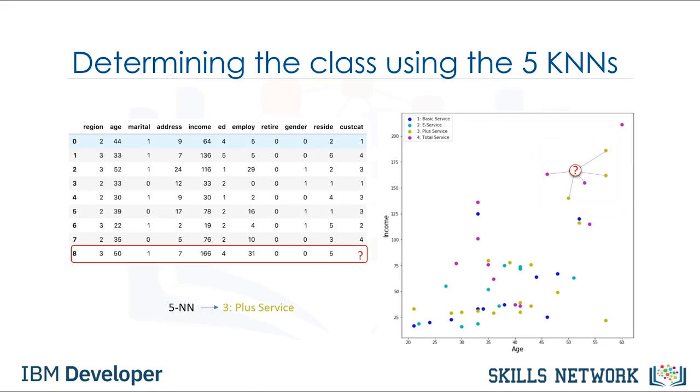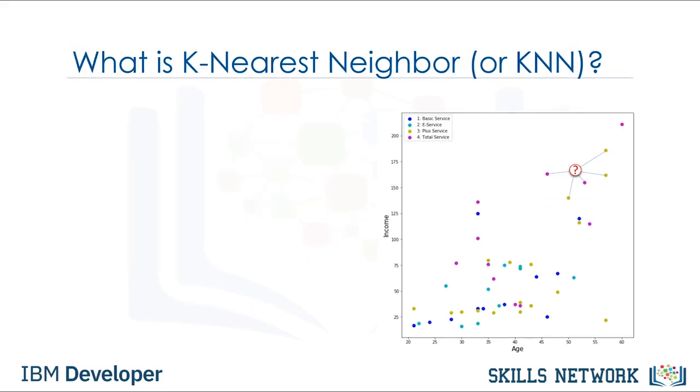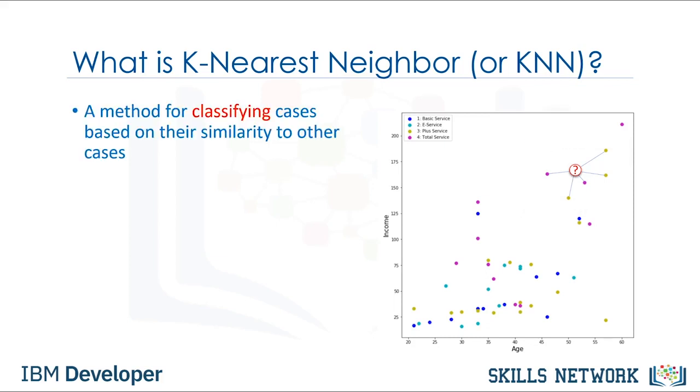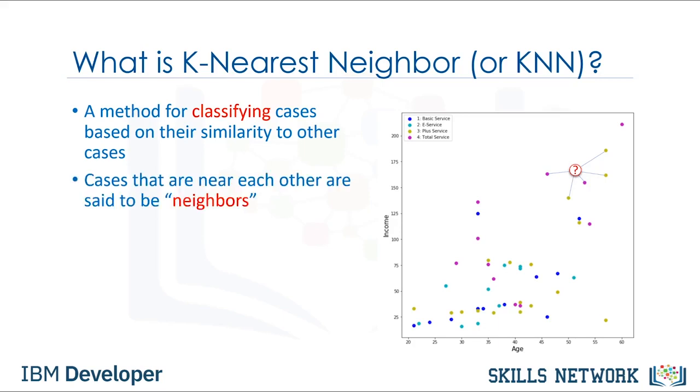Now, let's define the K-Nearest Neighbours. The K-Nearest Neighbours algorithm is a classification algorithm that takes a bunch of labeled points and uses them to learn how to label other points. This algorithm classifies cases based on their similarity to other cases. In K-Nearest Neighbours, data points that are near each other are said to be neighbors.